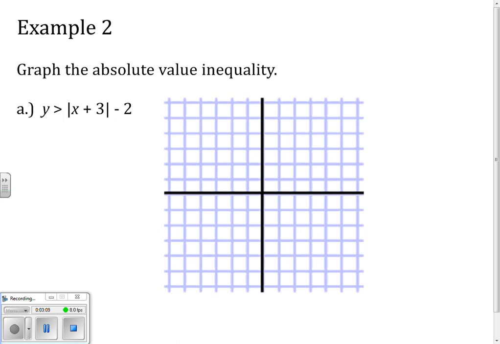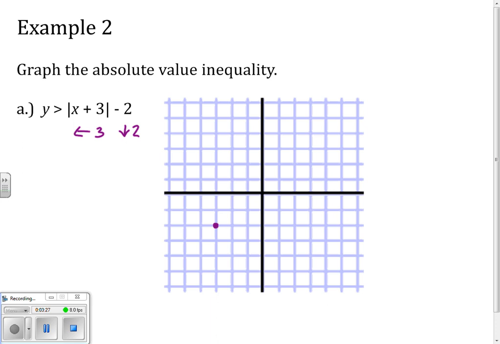So number 2, I mentioned that there are going to be absolute values. Number 2a is an absolute value. That's an absolute value that has gone left 3 and down 2. So if I go left 3 and down 2, my vertex is in the third quadrant. There is no stretch or compression, nor is there a reflection.